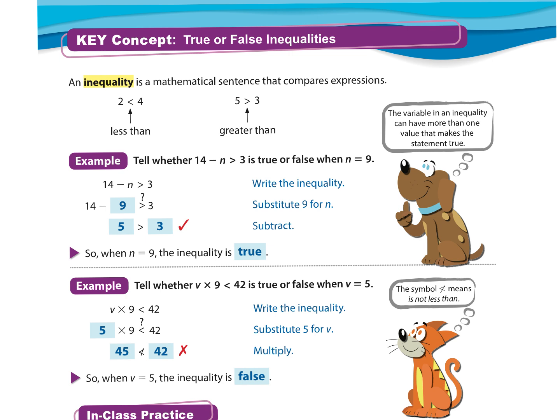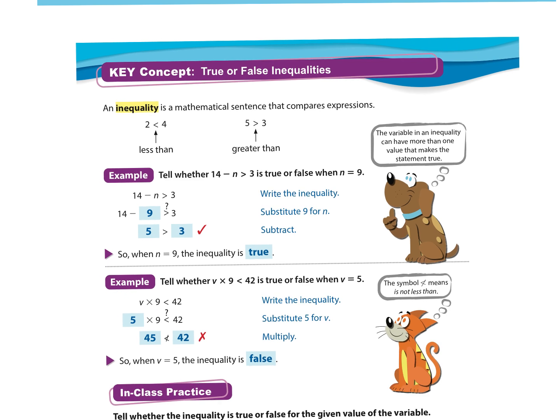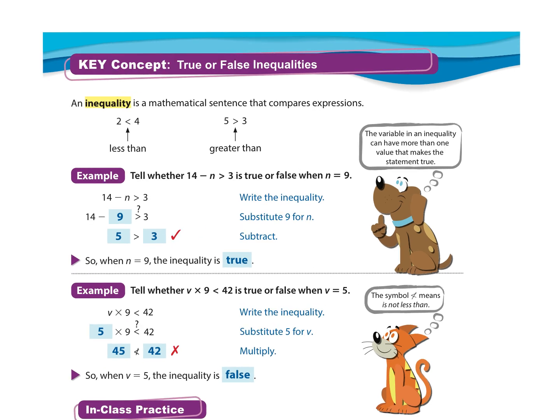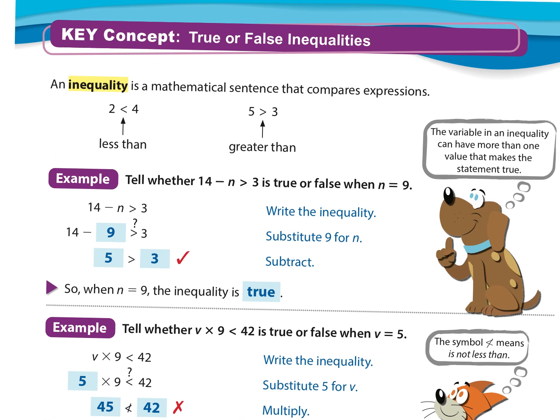So if you flip your page over, and you're looking at page 102, it says an inequality is a mathematical sentence. I think math is cool because we can have sentences in math and they don't usually use words. An inequality is a mathematical sentence that compares expressions. So an equation has an equal sign that shows that two expressions are equal, but an inequality is a mathematical sentence that compares.